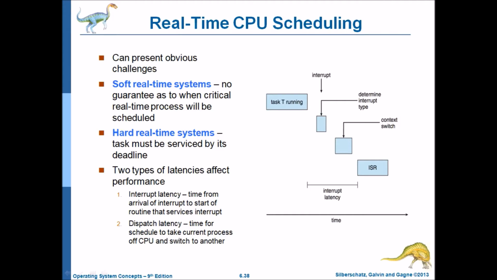So as we can see in the figure at the right, we have the illustration of the interrupt latency. First, it determines the interrupt type, and then context switching, and then the ISR. So from this point up to the ISR is the interrupt latency.